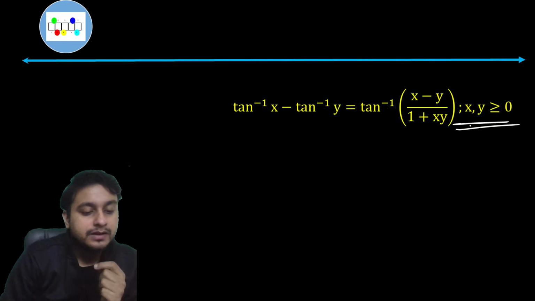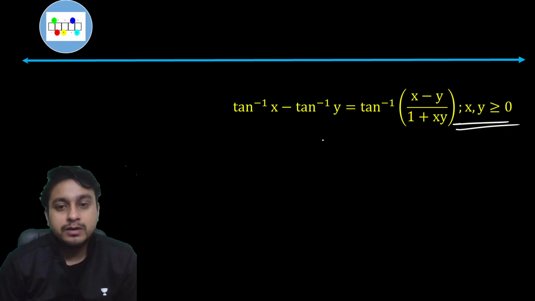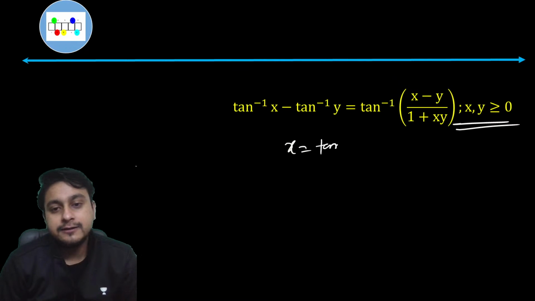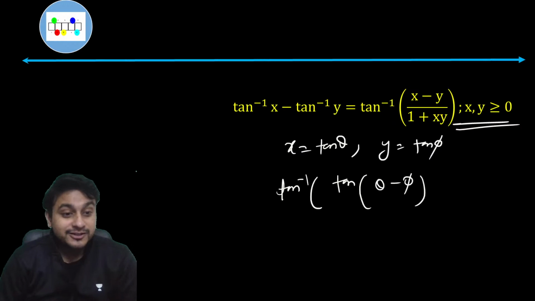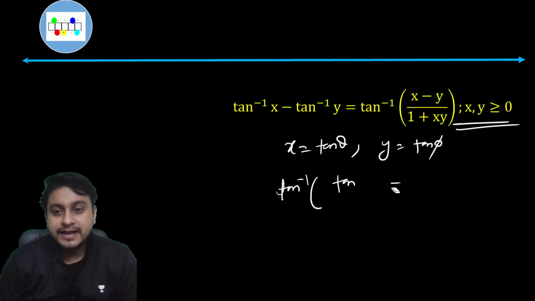Let's go for it. What you'll put here is x as tan theta and y as tan phi. So what we'll get is tan inverse of (tan theta minus tan phi).